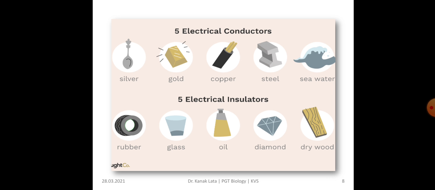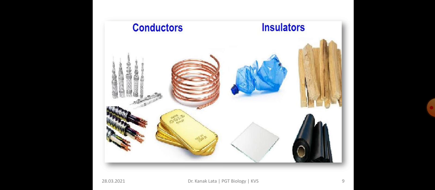Here in the figure are given five electrical conductors and five electrical insulators. Silver, gold, copper, steel, seawater are conductors, and rubber, glass, oil, diamond, dry wood are insulators. Here is another pictorial figure with conductors and insulators: plastic, wood, paper, rubber are all insulators, and the copper wire, metals, coin are conductors.